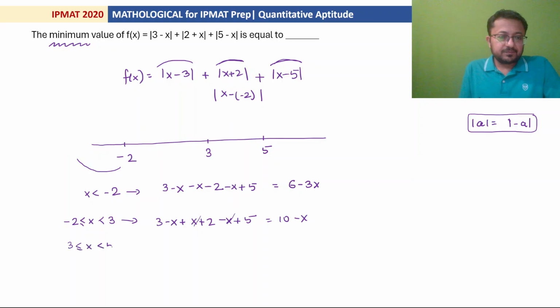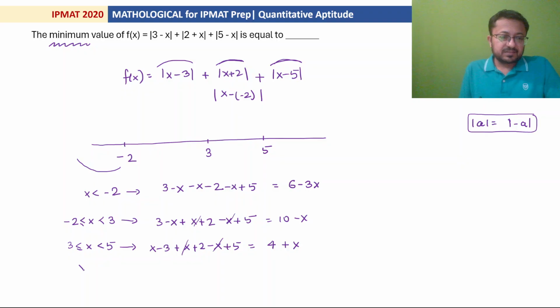Third scenario, when x is between 3 and 5, so 3 is less than or equal to x less than 5. In that case, two modulus will be opening with a positive sign, which is mod of x minus 3 and mod of x plus 2. So x minus 3 plus x plus 2 minus x plus 5 will be equal to 5 plus 2, 7 minus 3, यानी 4 plus x.